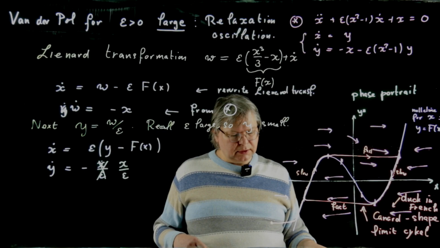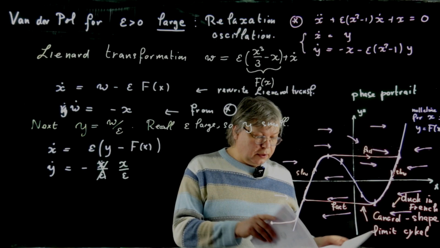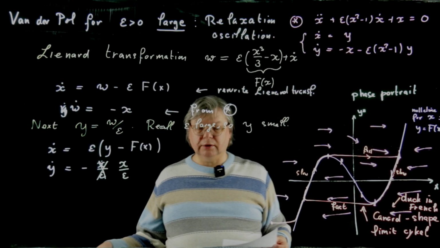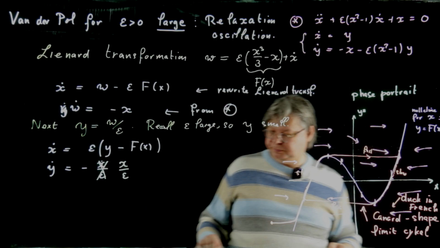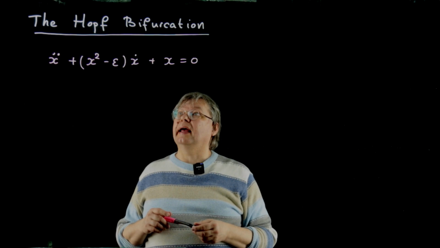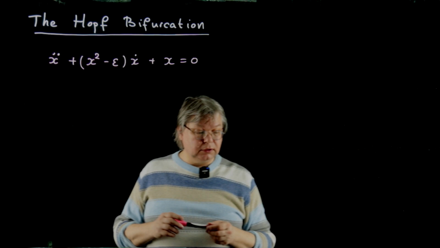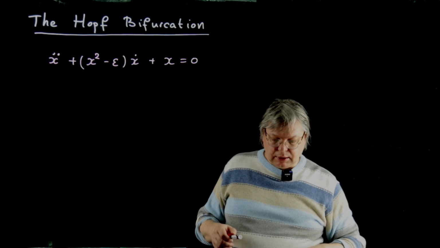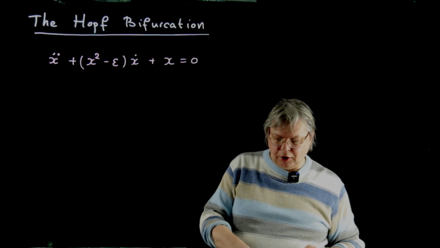And the next topic is also about limit cycles. It's about the bifurcation that can produce limit cycles. And that bifurcation is called the Hopf bifurcation. Okay, the Hopf bifurcation. This is named after Eberhard Hopf, who was actually an Austrian. He was born in Salzburg in the beginning of the 20th century. And he did quite some work in the early developments of ergodic theory as well as bifurcation theory.